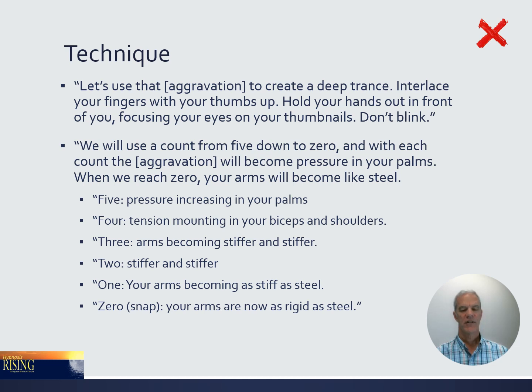5, the pressure increasing in your palms. 4, tension mounting in your biceps and shoulders. 3, arms becoming stiffer and stiffer. 2, stiffer and stiffer. 1, your arms becoming stiff as steel. 0, your arms are now as rigid as steel.